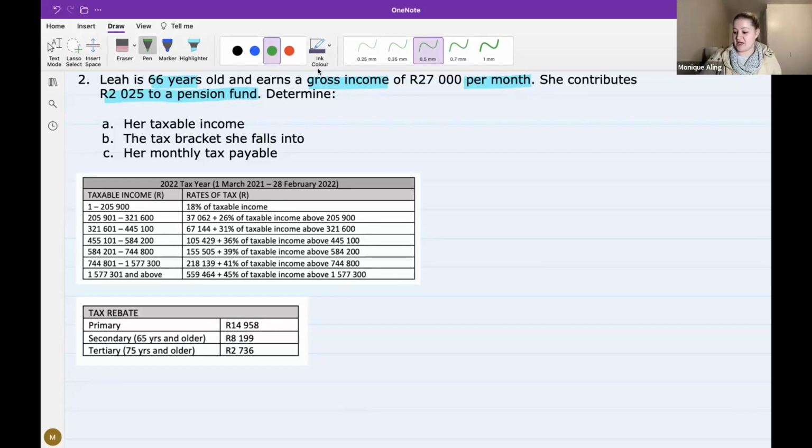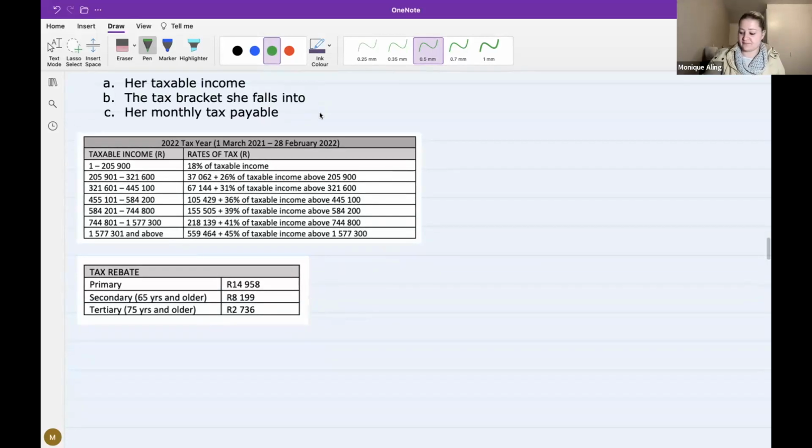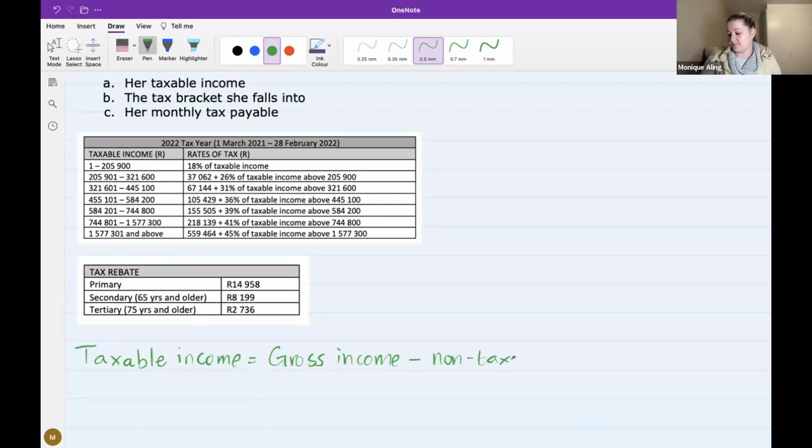Okay, so I'm just going to write the formula down. Anyone else with an answer for us? Taxable income. What is the amount that she can actually be taxed on? It is our gross income minus non-taxable. Nice, Shells. Nice, Oratile. Good.